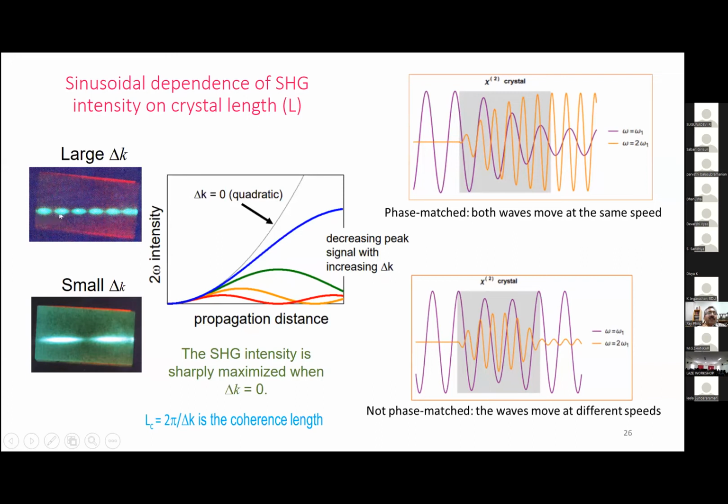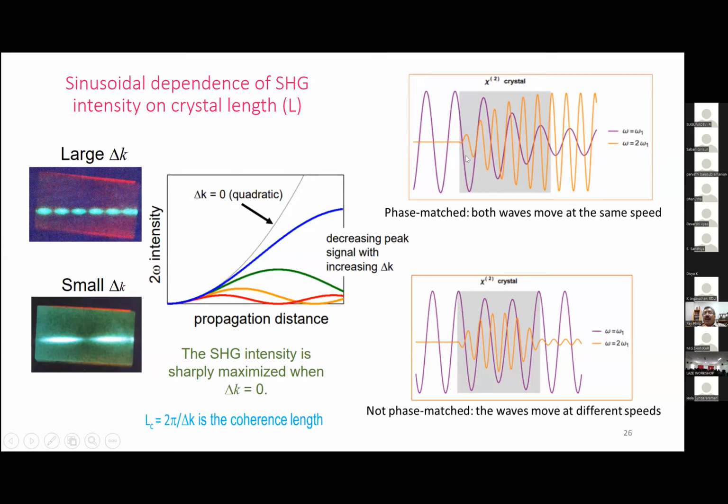So that is what you see here. This is the second harmonic crystal. The fundamental beam is coming in, and for large values of delta k, the intensity increases, decreases, increases, decreases like that. But when delta k is smaller, you have only one node, and when it is 0, you will not see this at all. So in this picture, you can see both waves are phase matched and both waves move at the same speed.